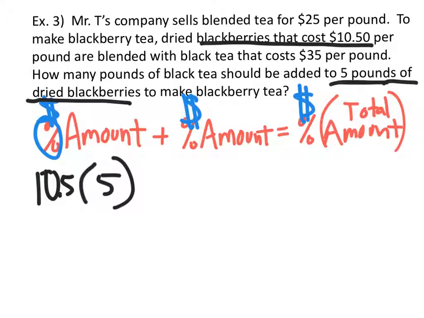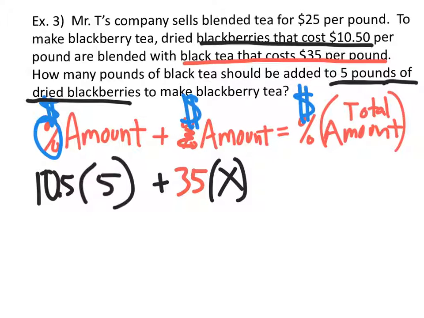Now the question reads, how much black tea do I need to add? I don't know how much, but I do know how much black tea costs. How much does black tea cost per pound? It says black tea costs $35 per pound. So I want to put the 35 in place of the dollar signs right here. And how much should we add? I don't know, so I'm going to put an x right there. So it's 35 times x. Does that make sense? And now we have the equal sign over here.